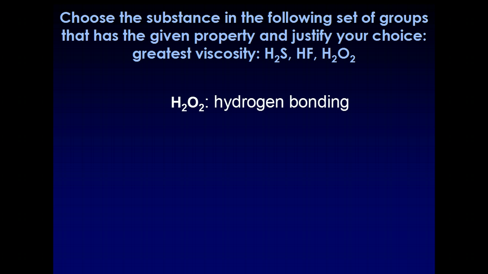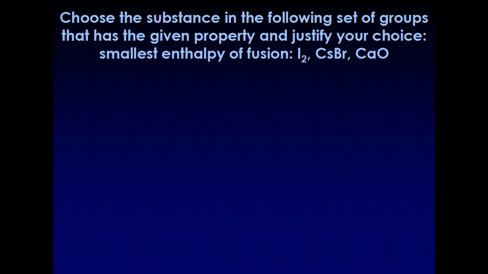So hydrogen peroxide is going to have the greatest viscosity because it has multiple sites for hydrogen bonding compared to HF. If that had been H2S2, HF would have had the greatest viscosity because it would have been the only one that could have hydrogen bonded. Here we have the smallest enthalpy of fusion, so which one has the fewest forces to overcome.